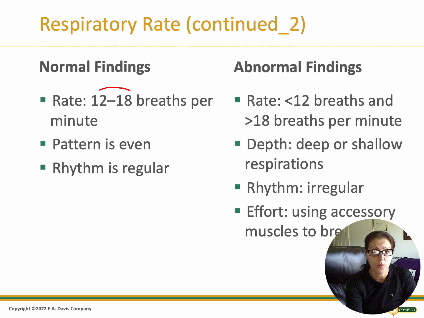Respiratory rate normal range is about 12 to 18 or 12 to 20. I usually say 12 to 20, kind of on the higher side. Their pattern is even, nice inspiration, nice expiration, and it's regular. There's no apneic episode where there's no breathing. There's no irregularity. They're not bradypneic, where their respiratory rate is less than 12, and they're not tachypneic, where the respiratory rate is greater than 18.